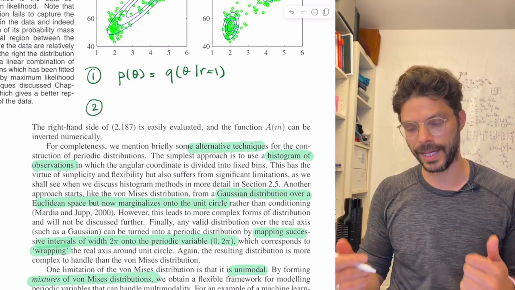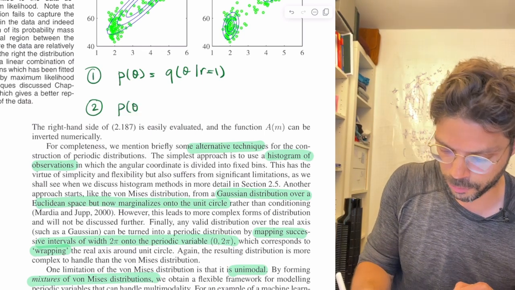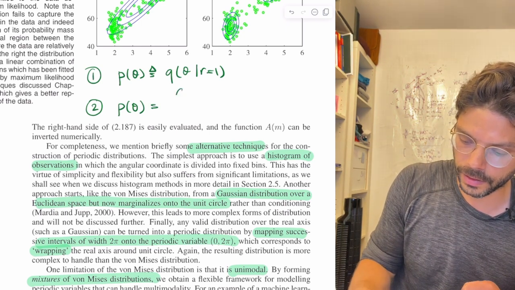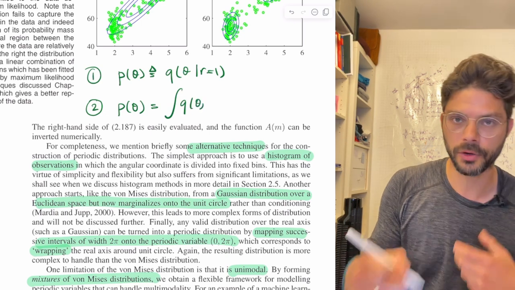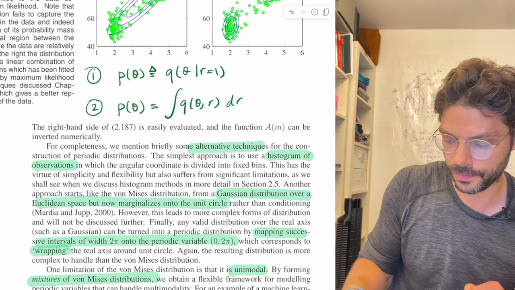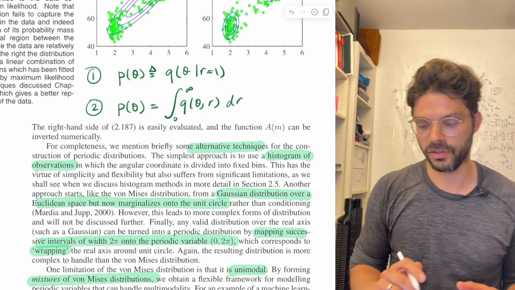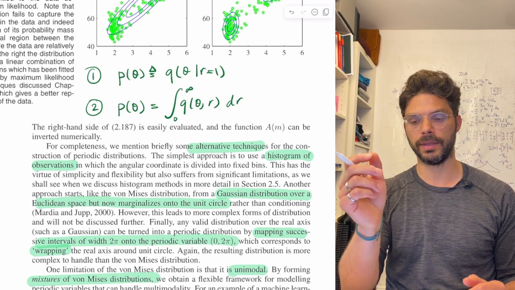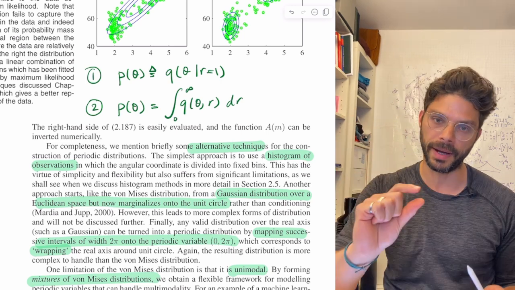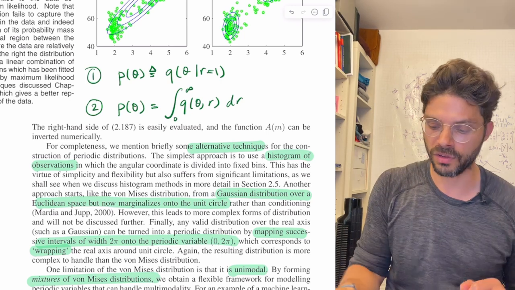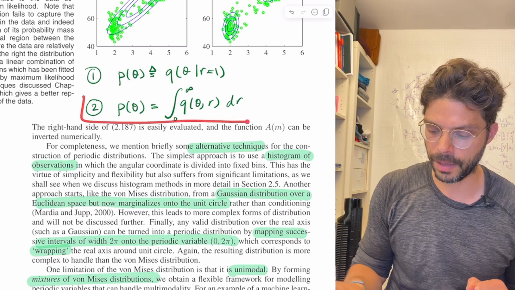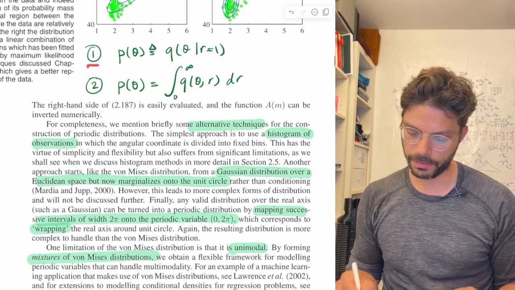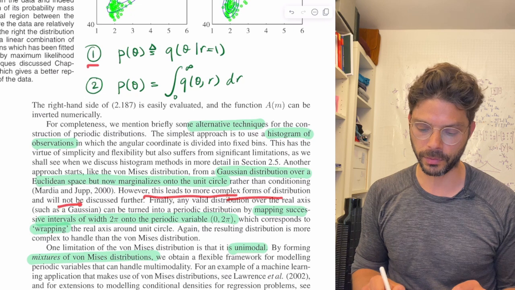Another approach could be, and I think that's what he means, that you say P of theta equals the two-dimensional Gaussian, marginalizing out R. In this particular reference, what they do is take every single data point, those 2D data points, and divide them by their length, so they all end up on the unit circle. That seems like the most natural partner to what we've already been doing. But anyway, this leads to a more complex form of the distribution and will now be discussed further.